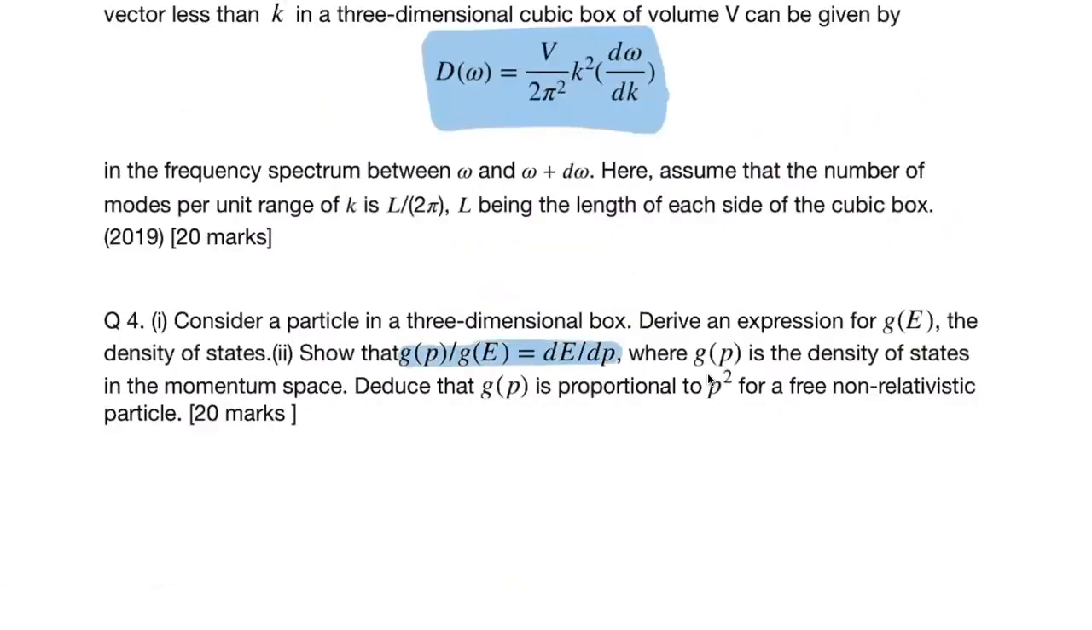Again, show that g(p) dp, right? g(p) is proportional to p square for a non-relativistic particle. We will see the relativistic case also. That's not a worry, right? So let's start our discussion.